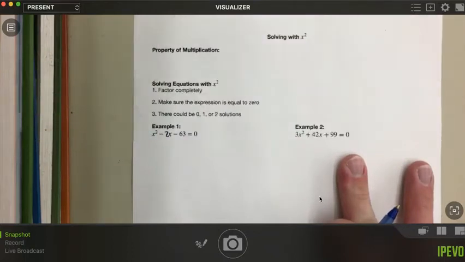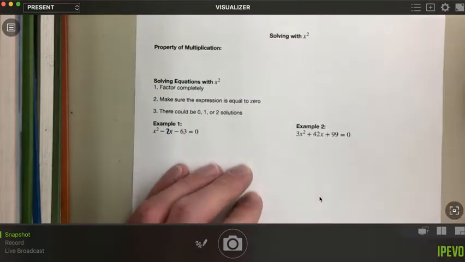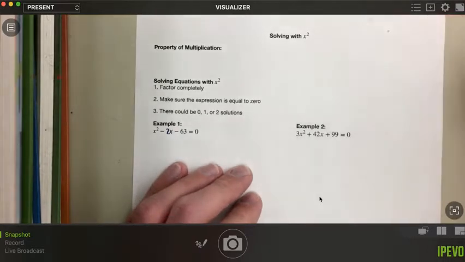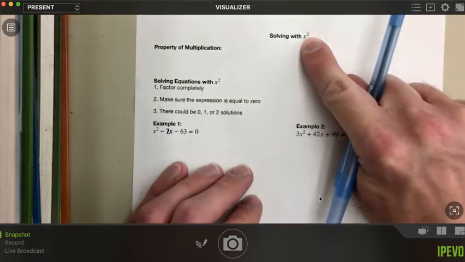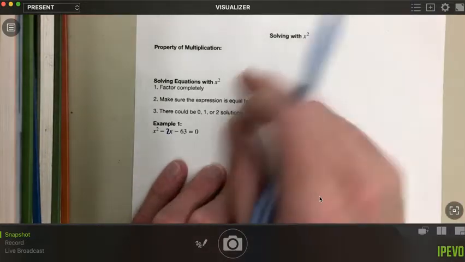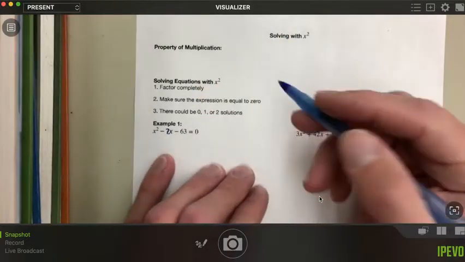Hey, good morning, everyone. We're going to look at a special case where we're solving, but with an x to the second power in it. So we've been solving when it's just x. X to the second power has its own special techniques that we have to worry about. But before we can do that, I want to make sure we're clear on one property of multiplication.